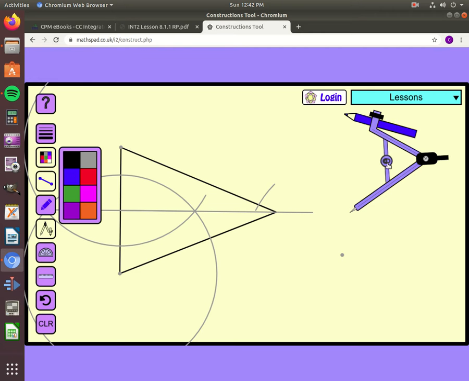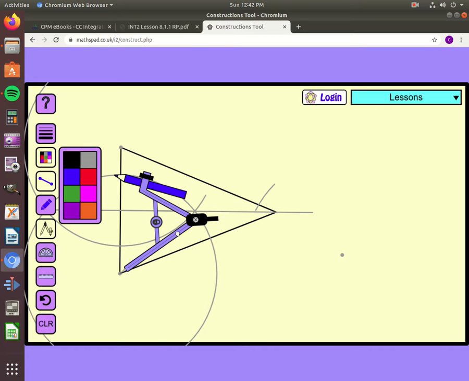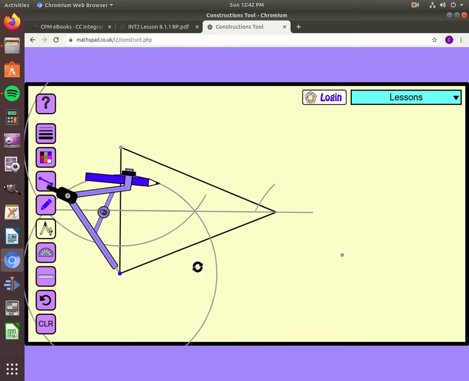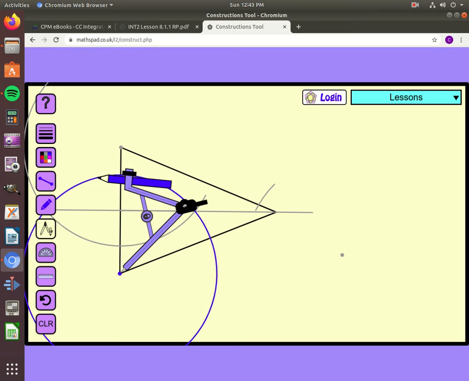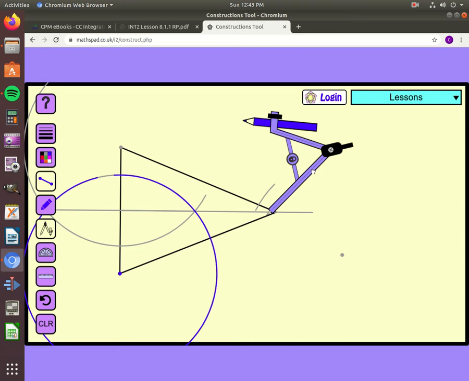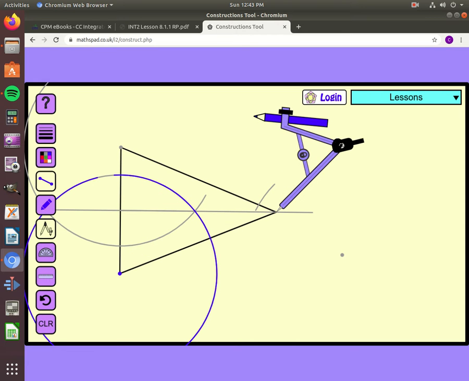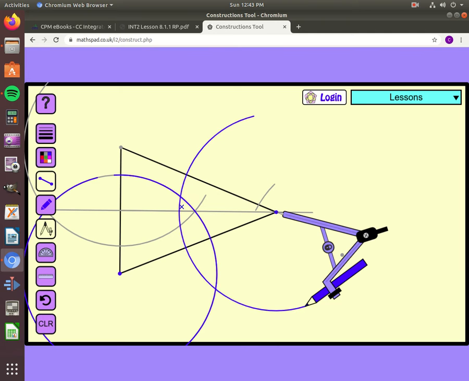Okay, so let's go ahead and make another perpendicular bisector. So we'll go over here, and we'll go over here. And I think you'll see what I was talking about. On this one, it doesn't actually go through the opposite vertex. So there we go.